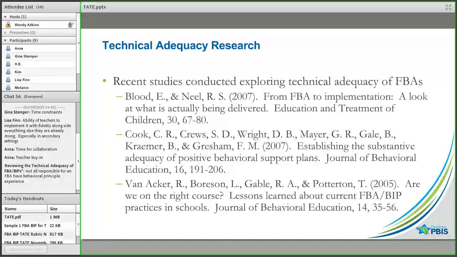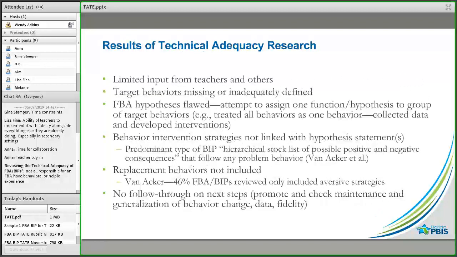If any of you would like to have these articles but have no access to them, just contact me and I will send you the articles. But there were 3 really good ones that all came around the same time, between 2005 and 2007. All 3 did very similar things. They evaluated FBA and BIPs that were completed by school personnel and determined whether or not they were actually valid and technically adequate FBA BIPs.